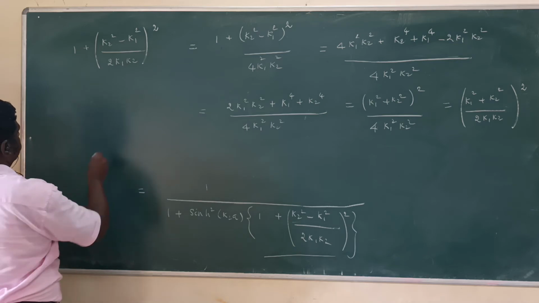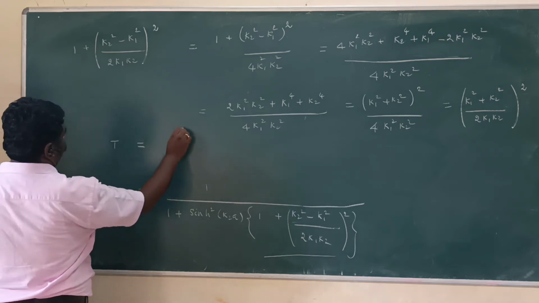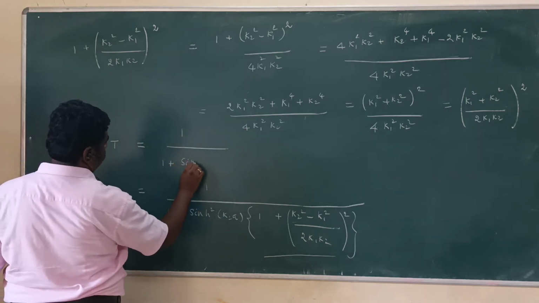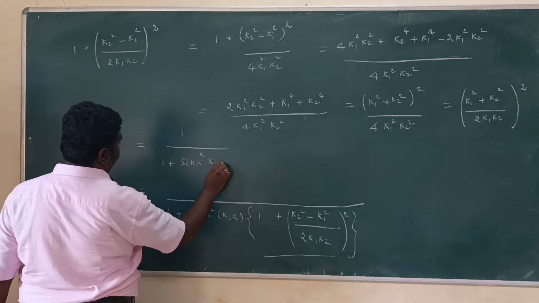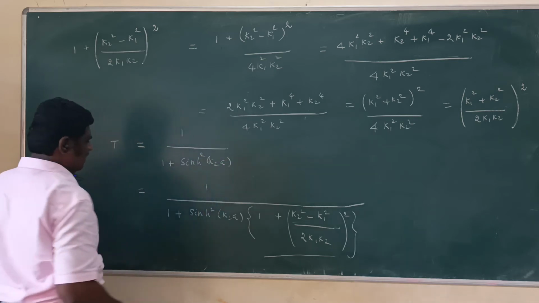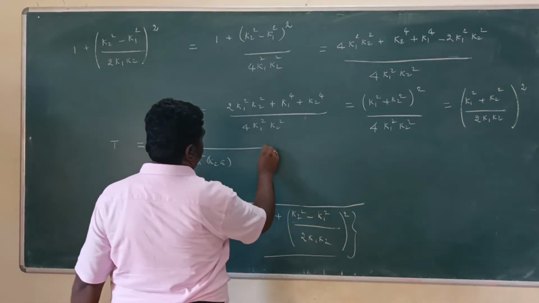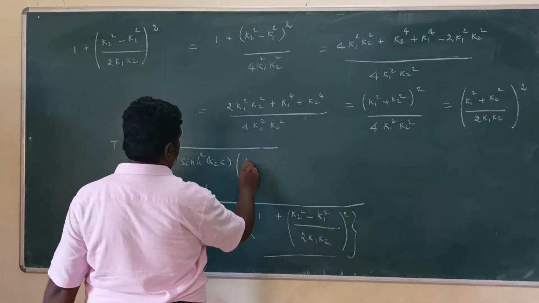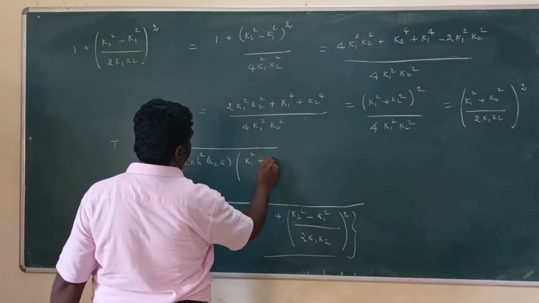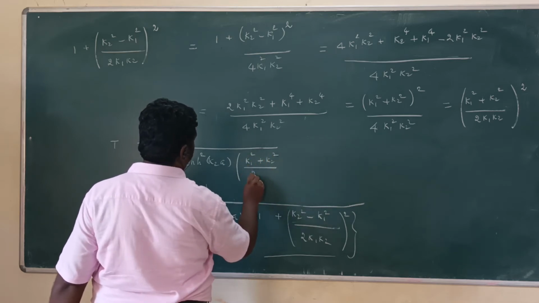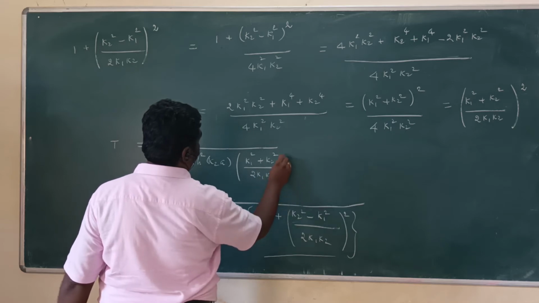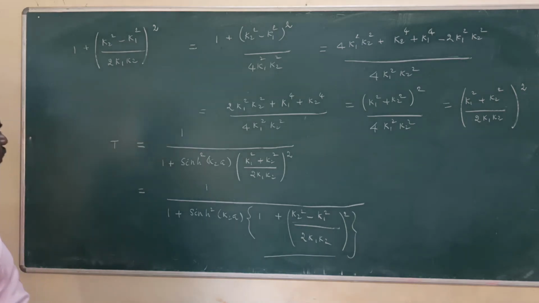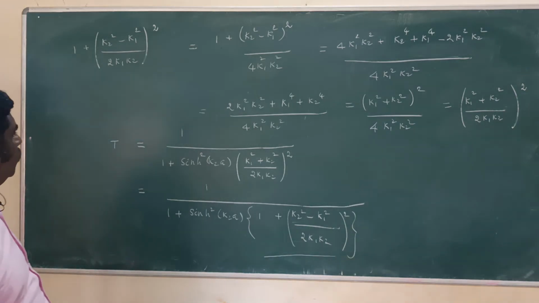The transmission probability T is equal to 1 divided by 1 plus sinh square k2a into the factor (k1 square plus k2 square) divided by 2 k1 k2 whole square. This is the value of T, the transmission probability.